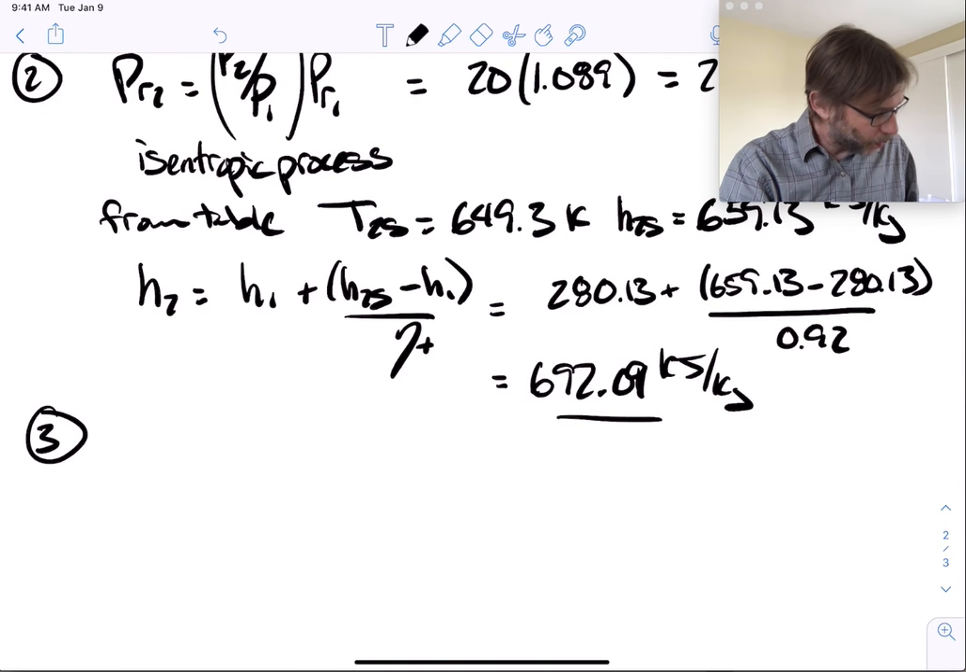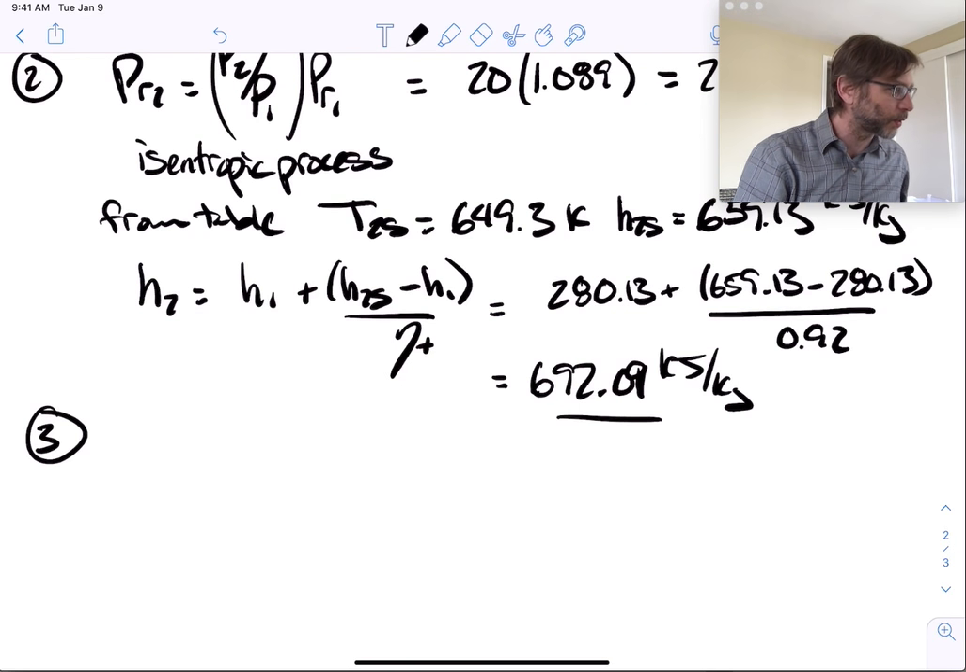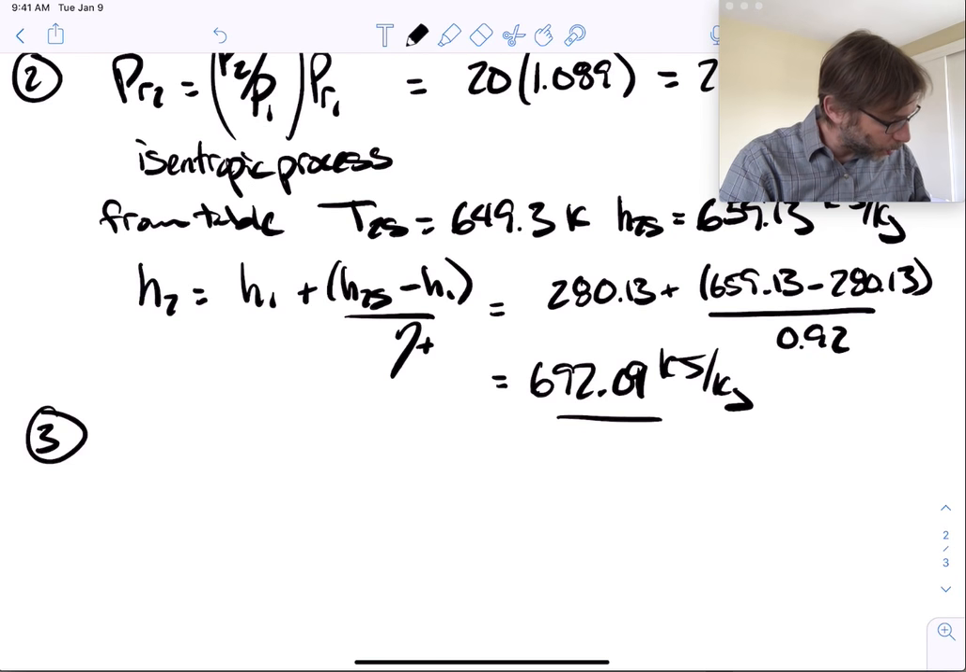State 3, we go to the next one. So state 3 is constant pressure, right? So we know that the pressure is the same, but we know the temperature.